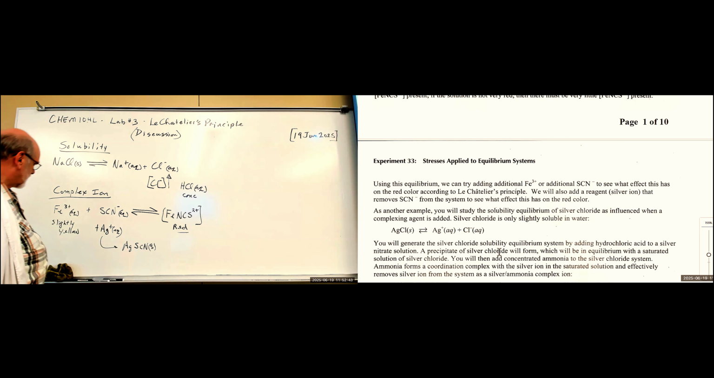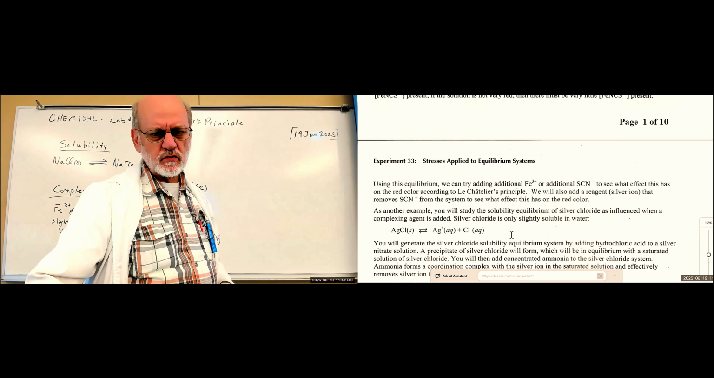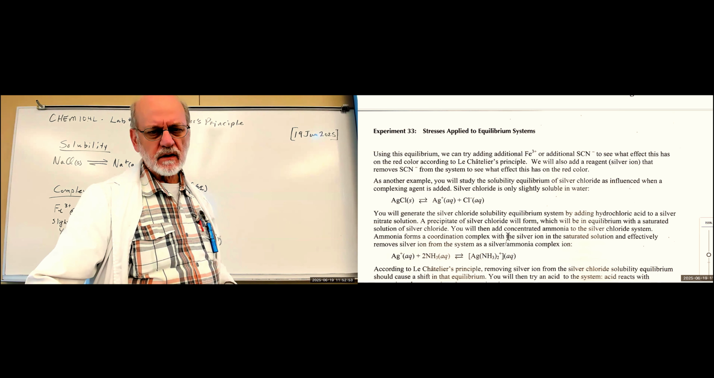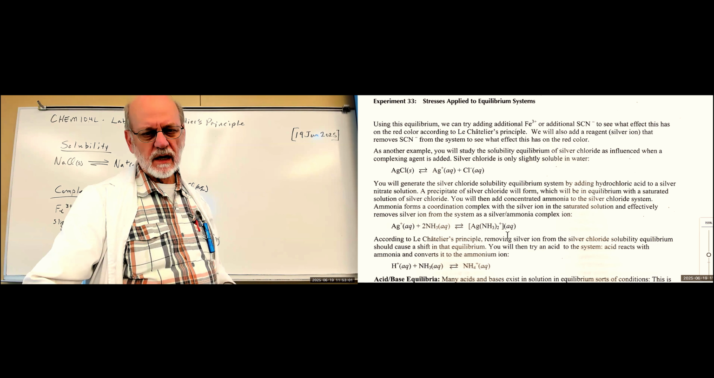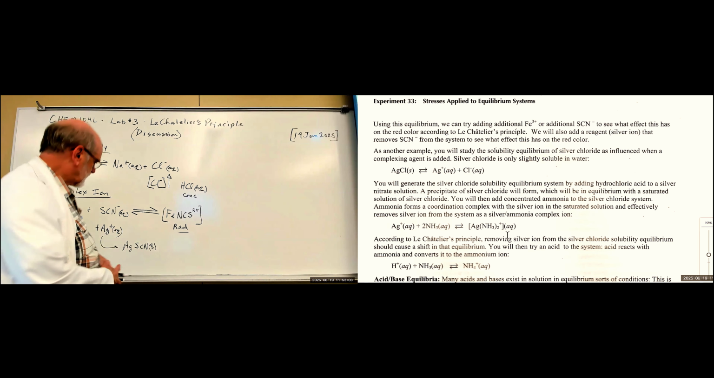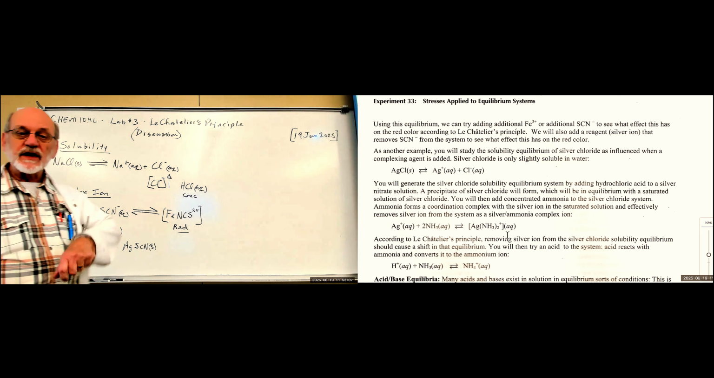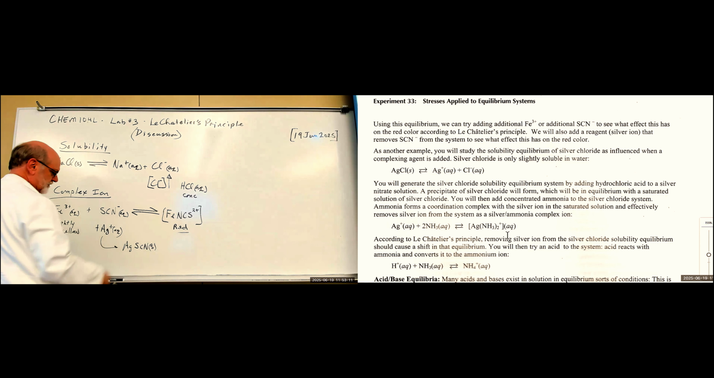Okay. I think, let's see. Did we add silver? Okay. Now that we've got this, we can couple it with another reaction and drive it back that way.